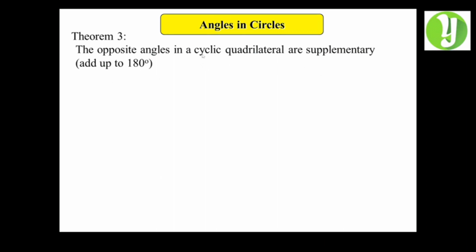Now the third property, and the easiest property: the opposite angles of a cyclic quadrilateral are supplementary. Now see what cyclic is. Cyclic means circle. A quadrilateral is a four-sided shape which contains 4 vertices, 4 sides and 4 angles. And supplementary means if we add 2 angles, their sum is 180 degrees.